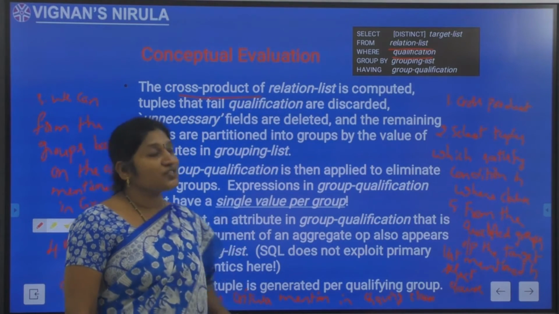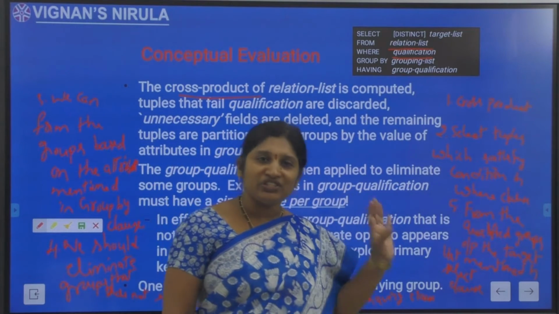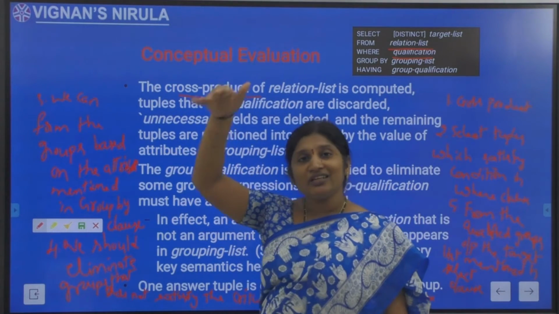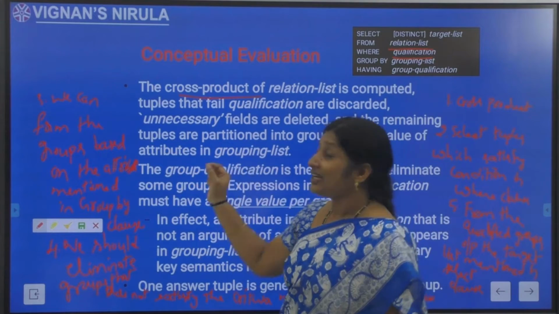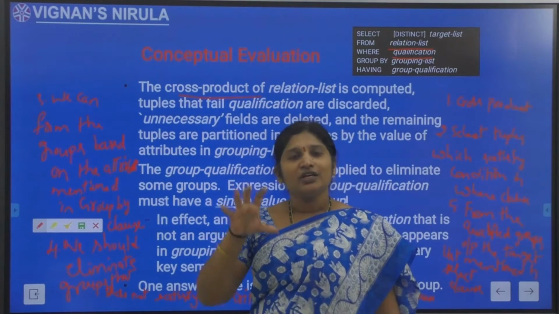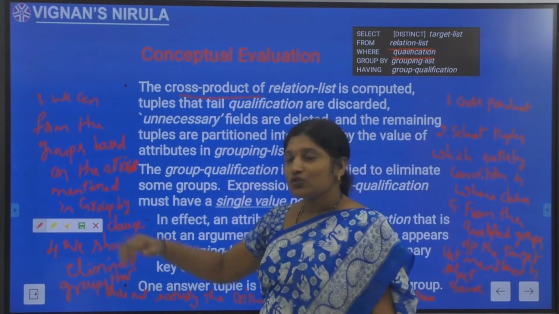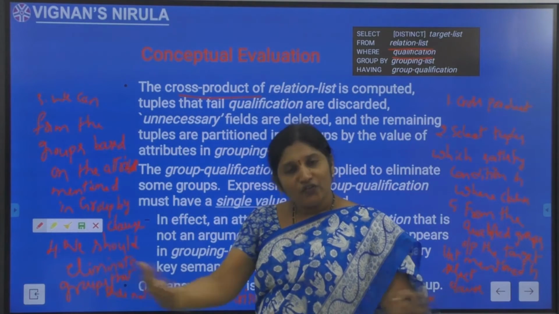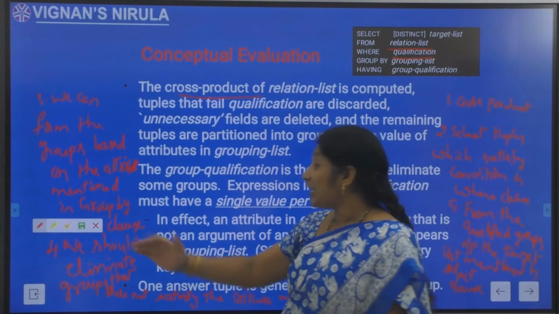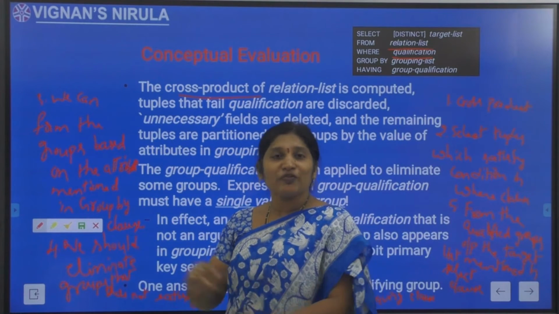The first step is you need to form the cross product of the relations mentioned in the from clause. From the cross product you need to eliminate the tuples that don't satisfy the condition mentioned in the where clause in the second step. After the second step you have only the tuples that satisfy the where condition. In the third step, from the remaining tuples we form the groups based on the attributes mentioned in the group by clause.